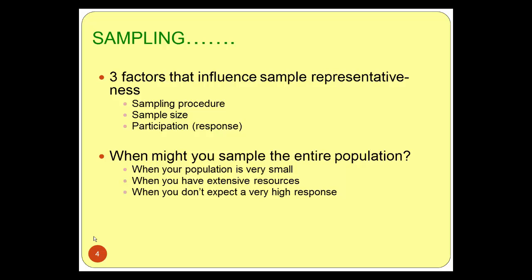There's three factors that influence a sample's representative nature. The first is the sampling procedure, another is sample size, and the last is the participation or the response, the return of whether it be a survey or a consent, permission, that sort of thing.